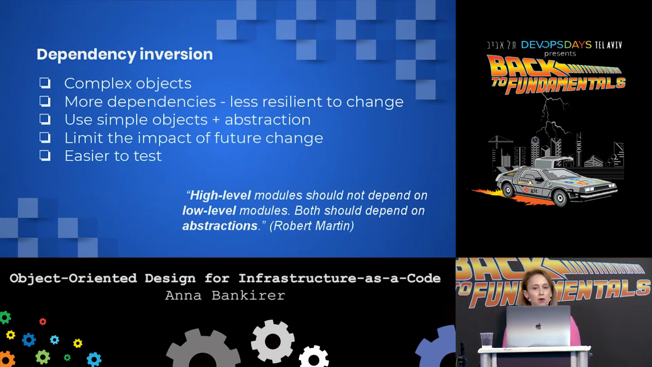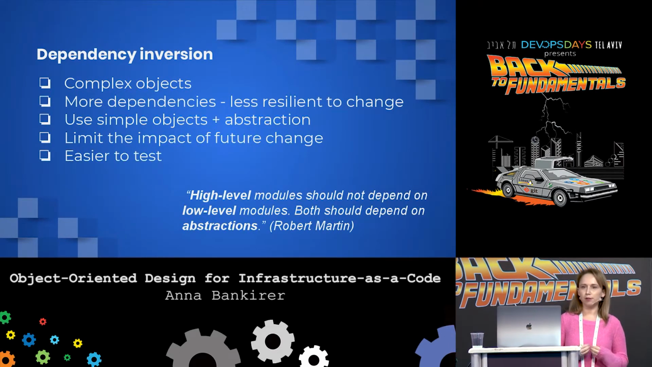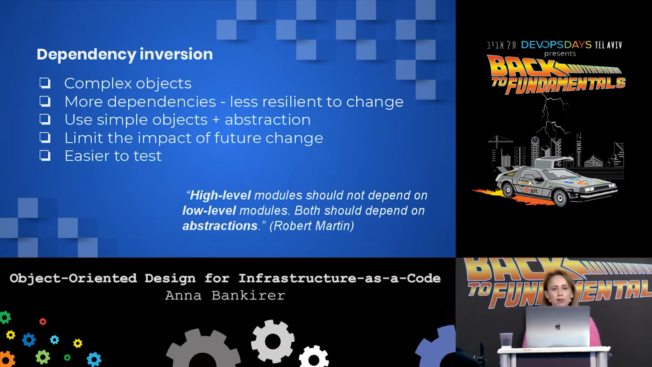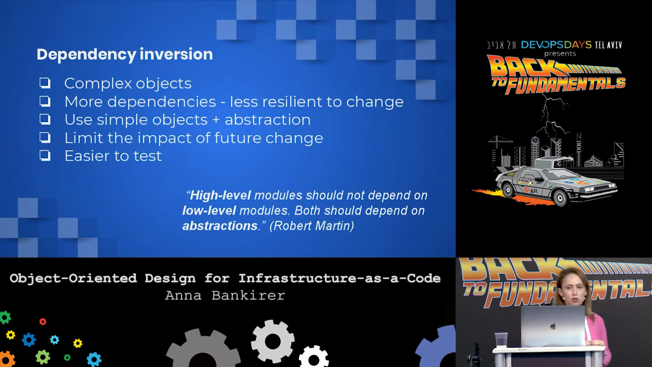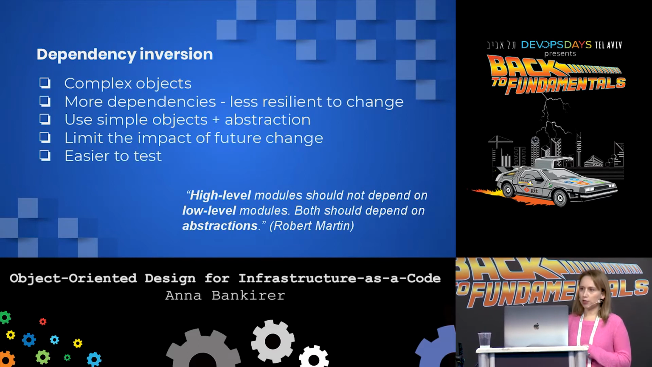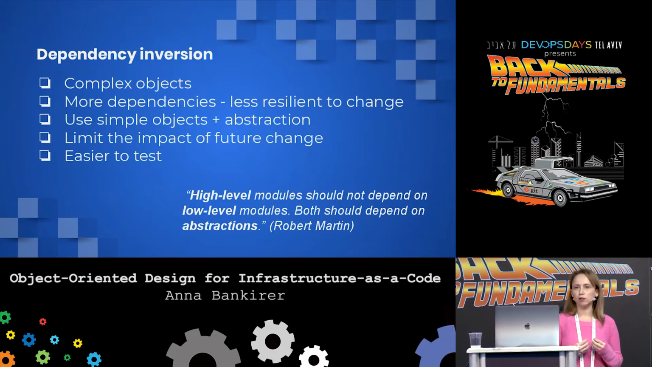Now, as your system starts getting larger, you by nature start building more complex objects. This will quite naturally introduce more dependencies between the objects. And more dependencies means that your system is much less resilient to change, because one object affects the other. So instead, dependency inversion implies that you should use very simple objects and wire them using abstraction. This, in turn, will limit the impact of future change. And again, it's much easier to test because you can use mock dependencies in your tests instead of actual dependencies, thanks to the abstraction.